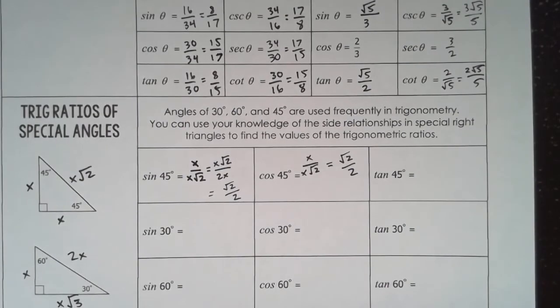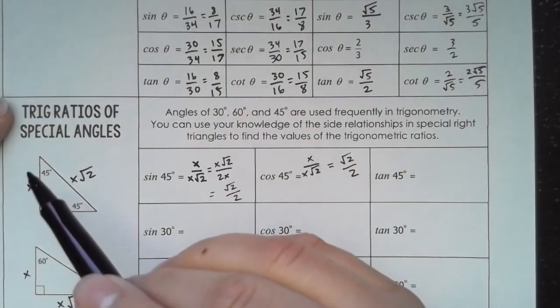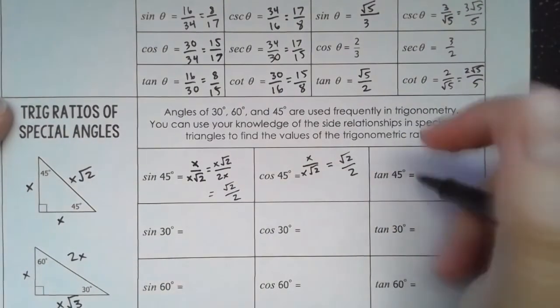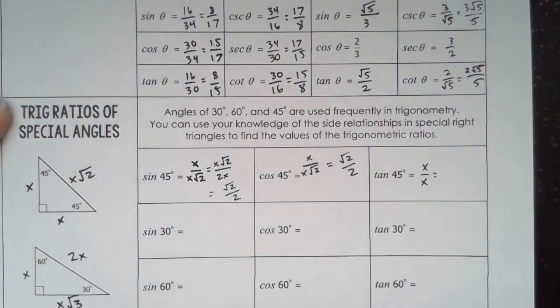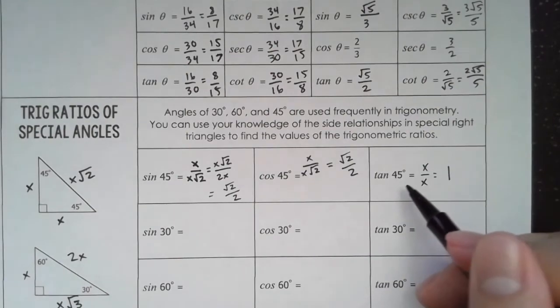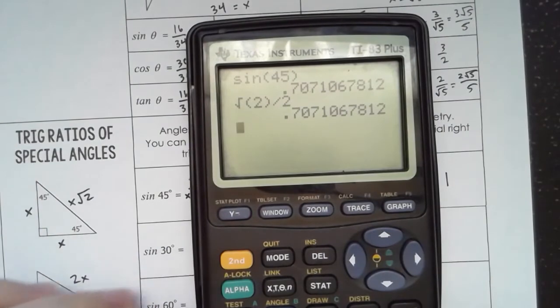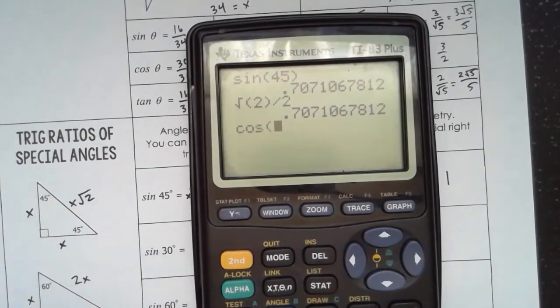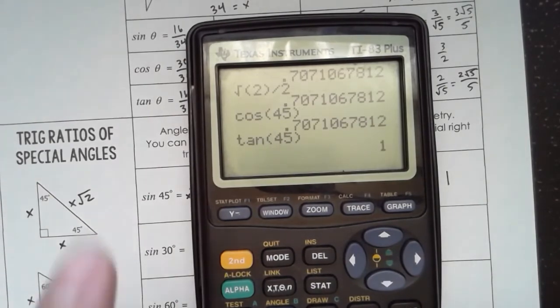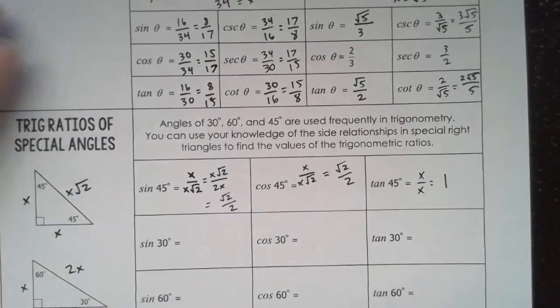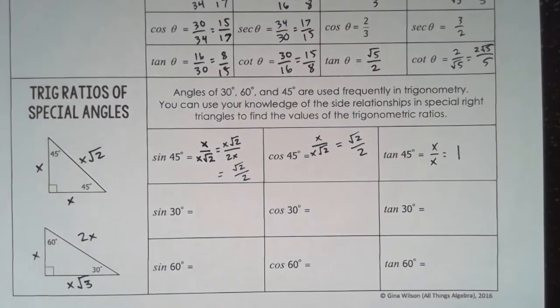For tangent of 45, okay, we have x opposite over adjacent, so x over x, and then we know that that simplifies to 1. So the tangent of 45 degrees is equal to 1. And of course you can verify this in your calculator. Let's go ahead and verify also cosine 45, and yeah, you do get the same thing. And then finally tangent of 45, you're going to get 1. So it holds.